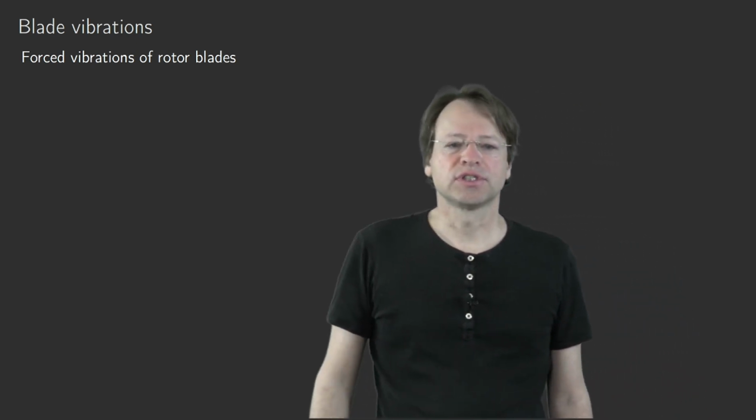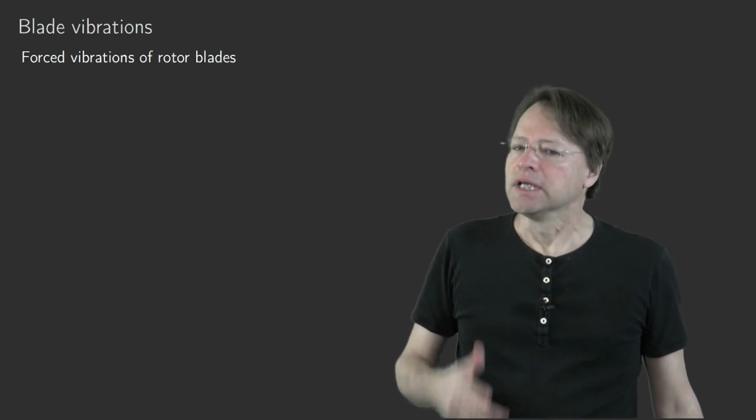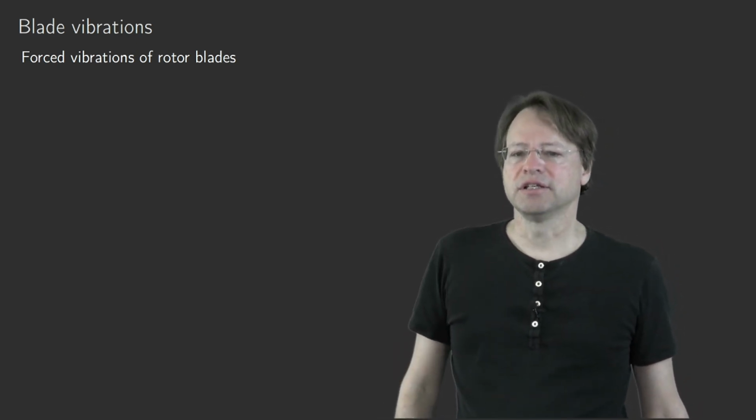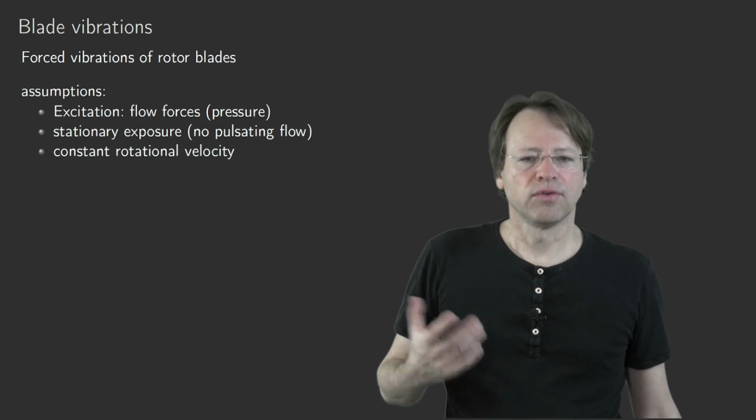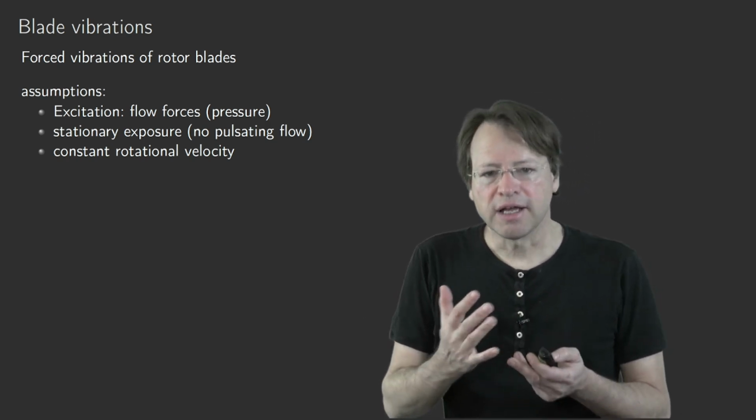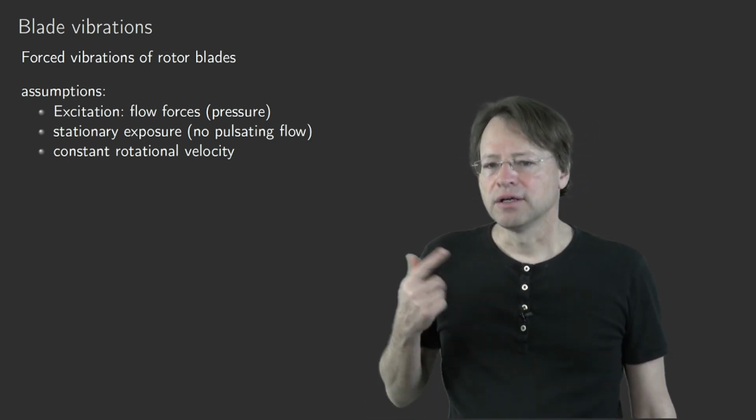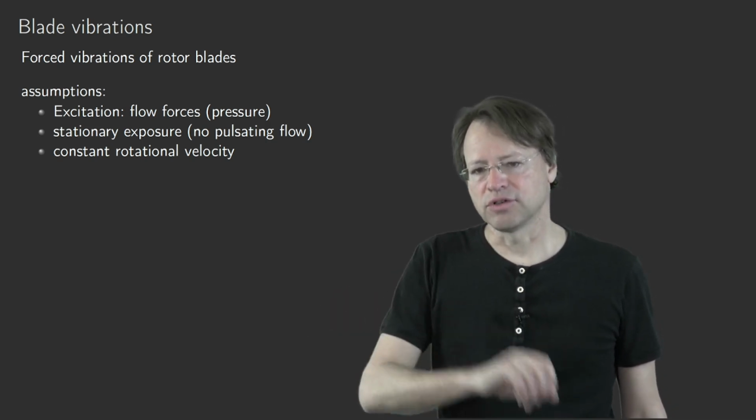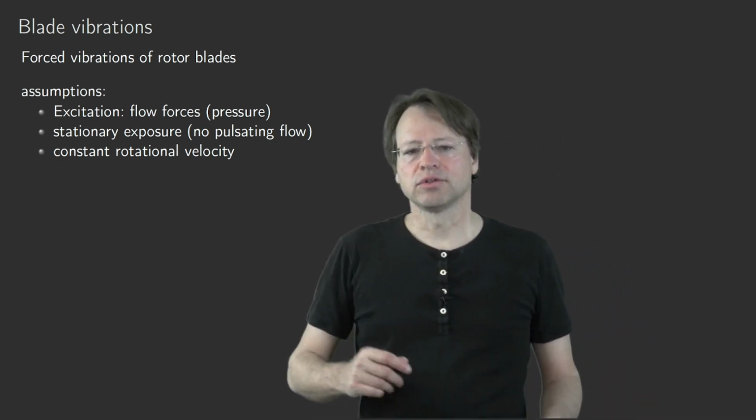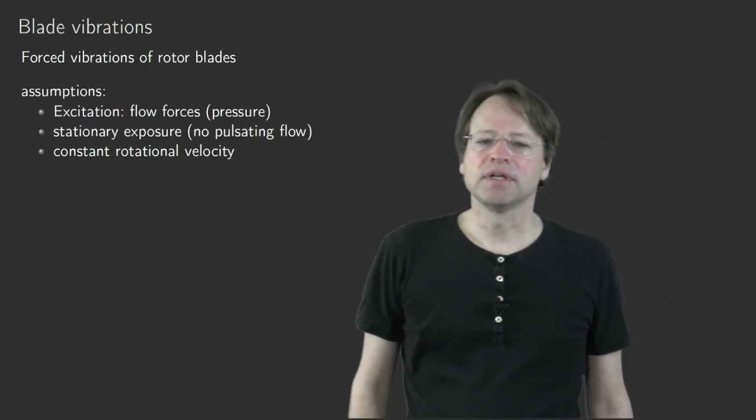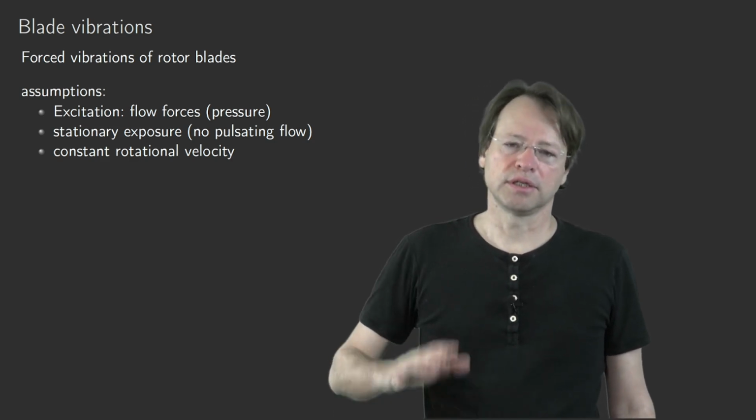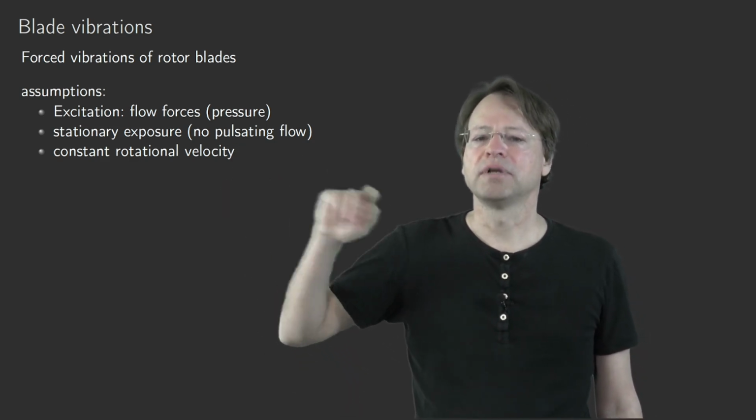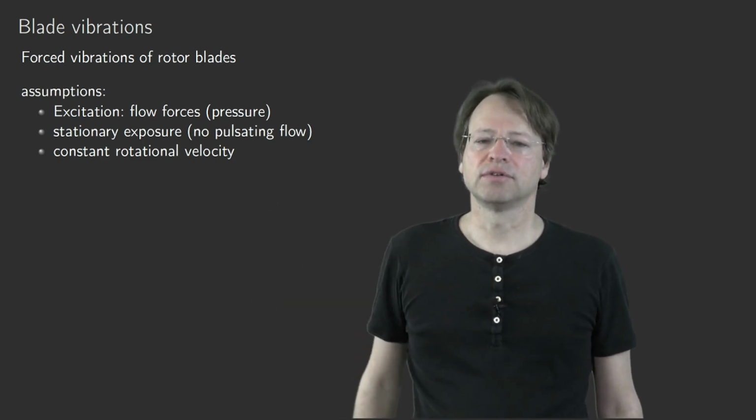First of all, I would like to state a few assumptions about the excitation mechanism that leads to forced vibrations, namely it's the flow, so the pressure of the flow, of course, that acts via the surface of the blade and exerts a pressure force, a surface force, on the rotor blade. We will assume that there is no pulsating flow, so therefore there is a stationary exposure of the blade and there is a constant rotational velocity.